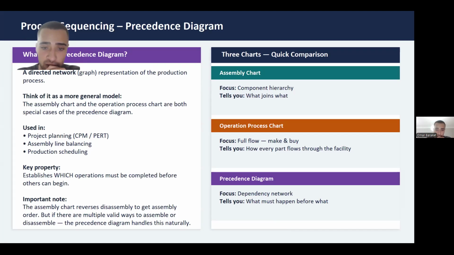Here's a quick comparison. Assembly charts answer what joins what. Operation process charts answer how everything flows through the facility. Precedence diagrams answer what must happen before what. You need all three, and they complement each other.